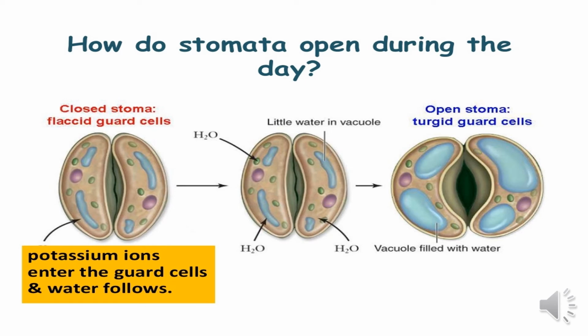In this diagram you can see that when the water and the minerals enter into the guard cells, the entry of the water exerts a pressure on the walls of the guard cells, as a result of which the guard cells become turgid. They are full of water and the stomatal pore becomes open. So this is how the stomata open during the daytime. If less water is present in the soil, the stomata will not open properly.